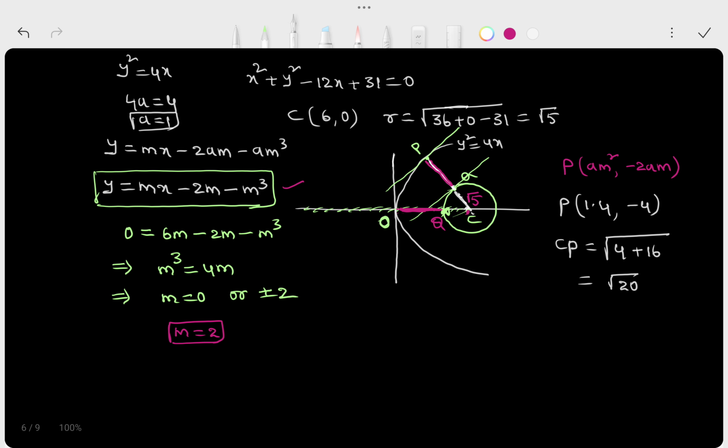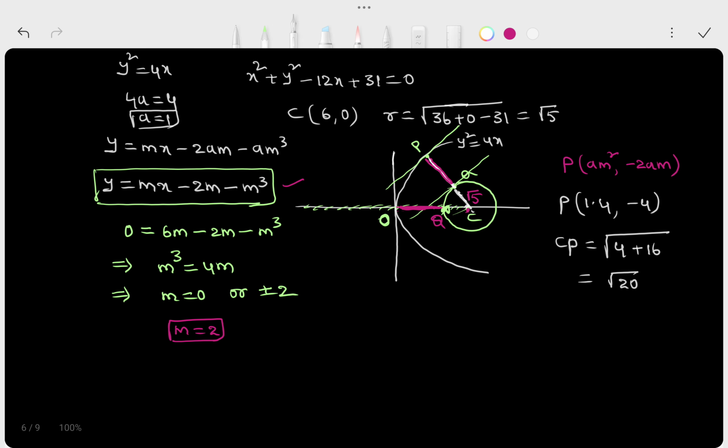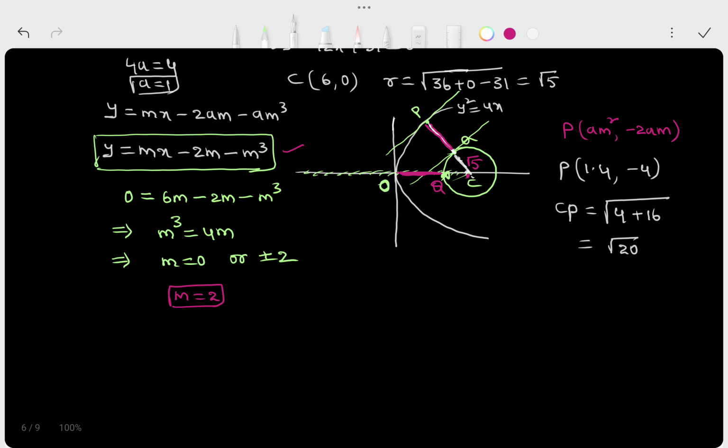Now the radius will be equal to what? Root 5. So something is wrong in this question. So once again you check this value. Here you have to find out that m equals am square minus 2am minus am cube. This value will be m equals plus or minus 2.